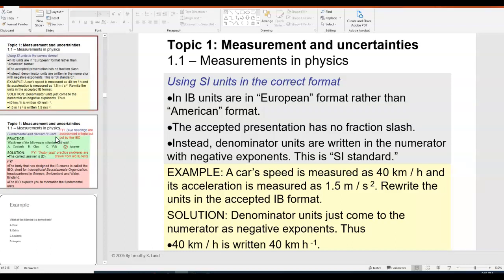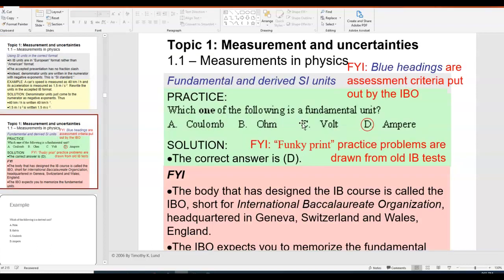So, here is an example. Which one of the following is a fundamental unit? Now, in this case, the answer is already given to you. Sorry about that. But let's say the answer was not given to you. There's a very easy way to tell the answer to this question, and that's by knowing the 7 SI base units, the 7 SI fundamental units. If it's one of those 7, then it's a fundamental unit. If it's not one of those 7, it's a derived unit.